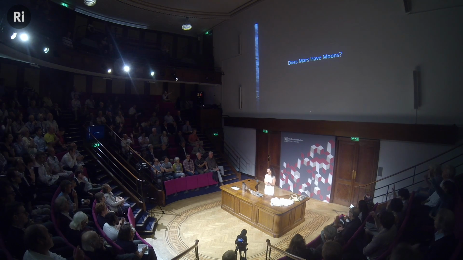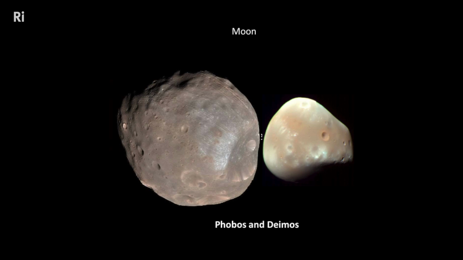So who thinks that Mars has moons, by a show of hands? So Mars actually has 2 moons. It has Phobos and Deimos. And the reason why they look so strange and sort of potato-shaped is because they're relatively small, and they haven't compressed into a spherical, basically, structure under their own gravitational force.